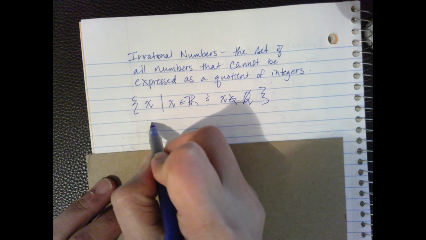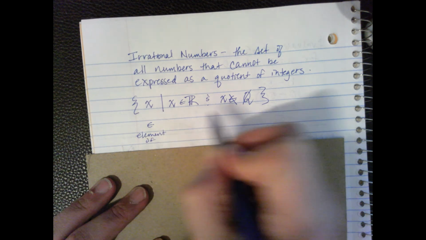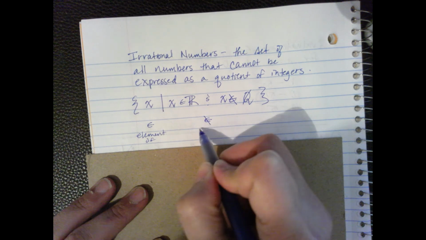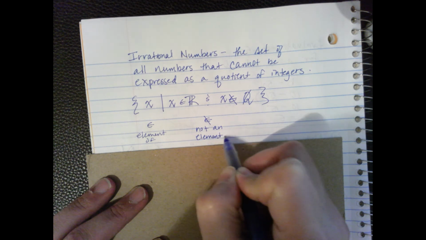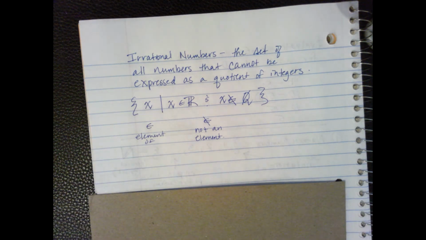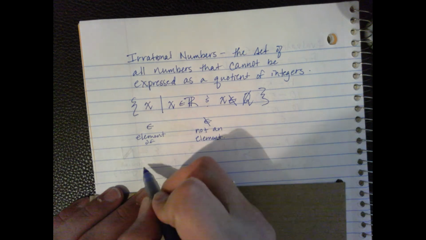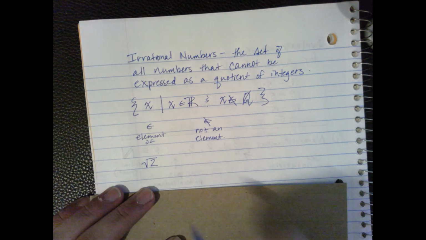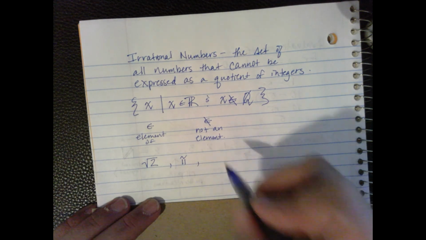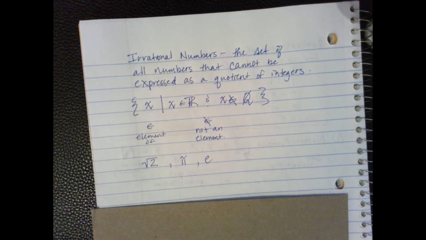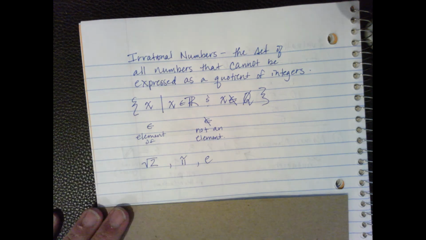On the last page we had this meant element of. If I strike it, this means not an element. Basically it means this is a number that I cannot write as a fraction. So the square root of 2, pi, and Euler's number, or E for short, the natural number.